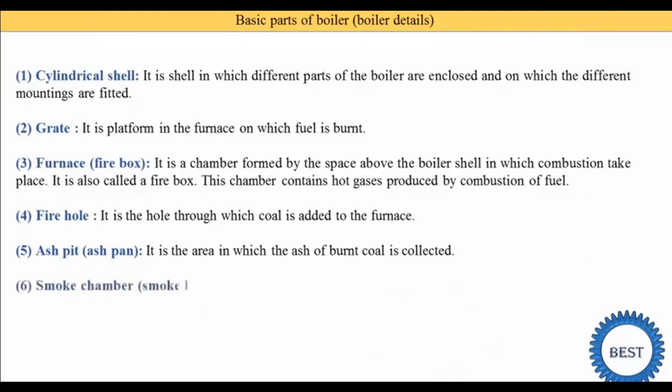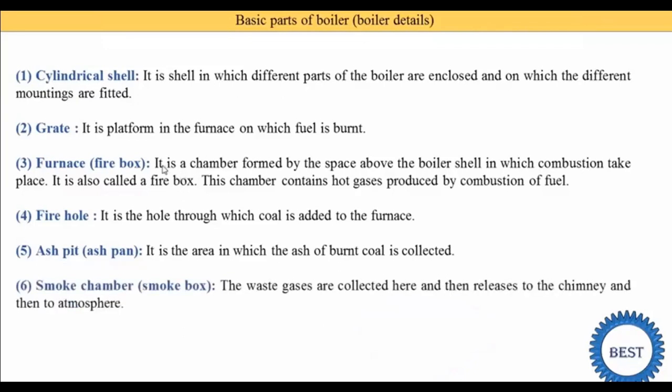Now the next component is the smoke chamber. Whatever hot gas is produced in the furnace is supplied to the fire tubes. Then after the outlet of the fire tubes, there is a box provided, and that is known as the smoke chamber or smoke box. Waste gases are collected here and released to the chimney and then to the atmosphere. So the smoke box is generally installed after the fire tubes.